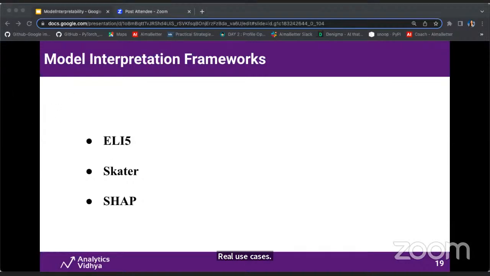Out of these, I would like to highlight LIME, a Python package which is the easiest to use out of the three frameworks. If you look at its documentation, you will realize that it involves minimal reading of the documentation as well.